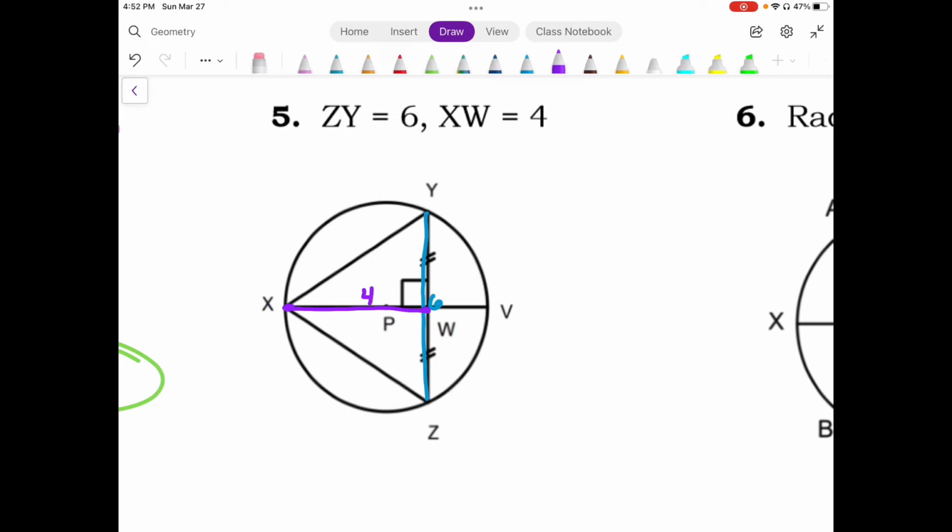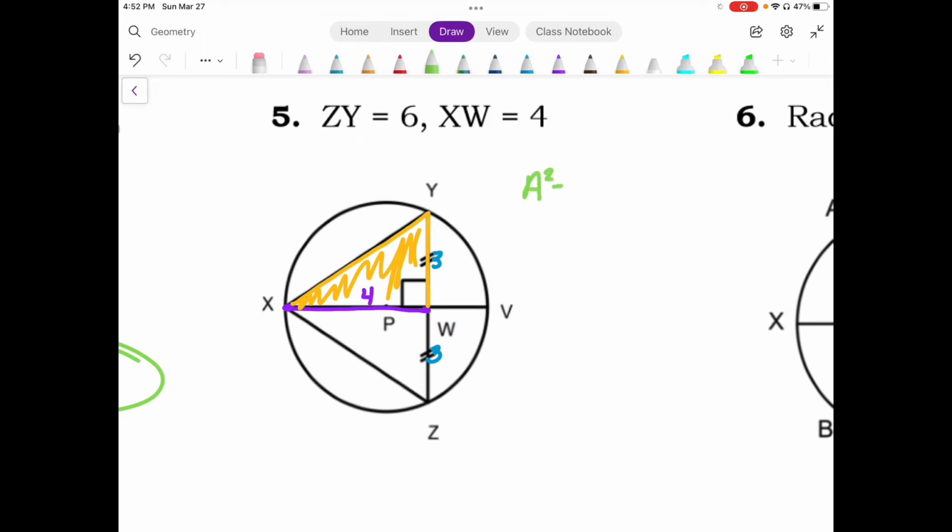Now, ZY, I'm going to break up into halves. Since I know that each of those halves is the same, I know the whole thing is 6, so each half is going to be 3, because half of 6 is 3. So this is going to be 3, this is going to be 3. I just broke up the 6 into 3 and 3. I, again, need to find XY, which is going to be that right there. And how I'm going to do this is I'm going to focus on this triangle that I just made right here. That is a right triangle, which means I can use the Pythagorean theorem to find my missing side.